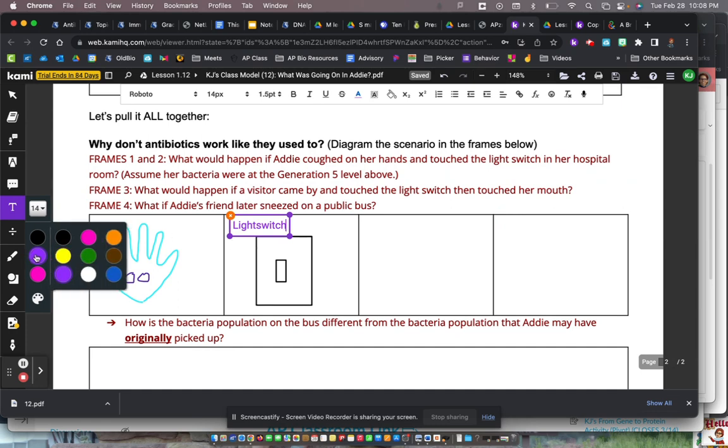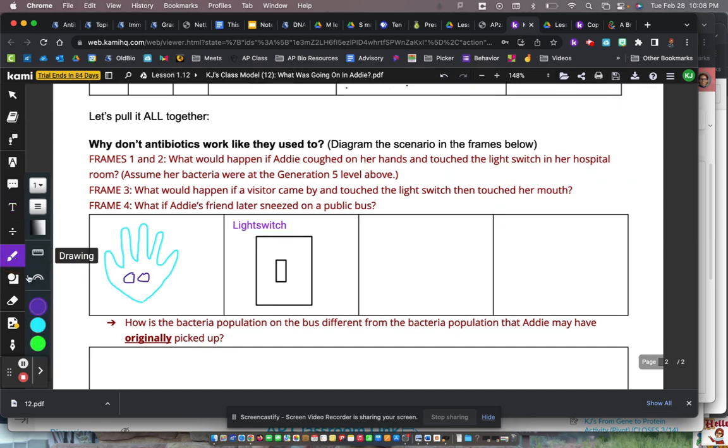So I'm going to go ahead and draw, here, the 2 bacteria that were on her hand. Now they have transferred over to the light switch. So I want you to be able to see that they transferred from one place to the next, okay? So the bacteria on her hand transferred to the light switch.